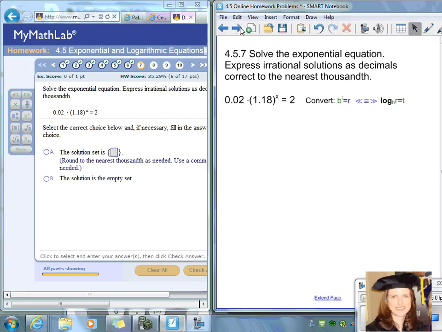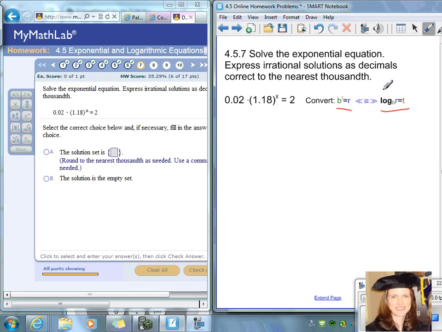All right, let's take a look at question number 7. Solve the exponential equation, express irrational solutions as decimals correct to the nearest thousandth. Now we have the equation 0.02 times 1.18 to the x power equals 2. Now it's not quite in the form of a logarithmic equation. If we had a base, an exponent, and equal to an argument, then we can convert it to this form.